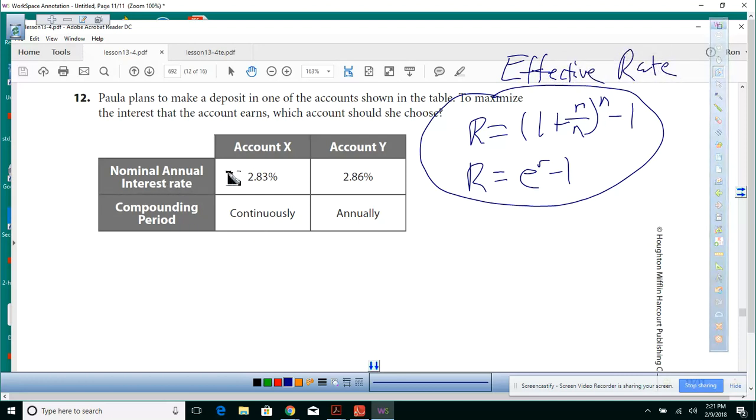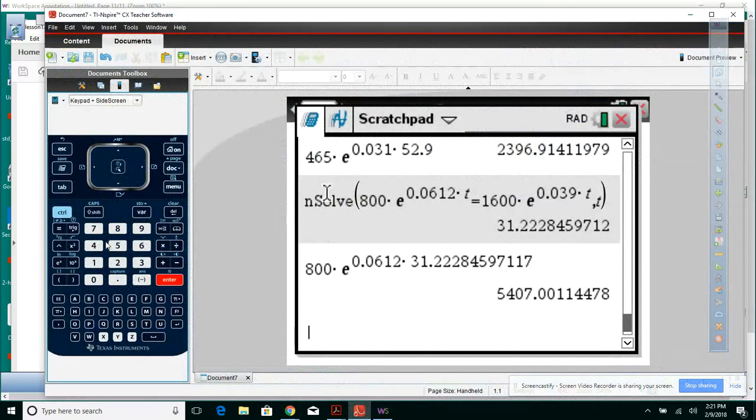Okay, so here we go. Nominal interest rate. So for this one here, and this is continuously. So we're going to use this formula here. We've got R of X equals E to the 0.0283 minus 1. All right, let's try that in our calculator.